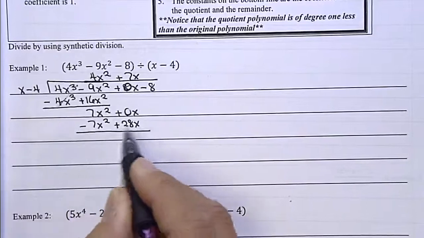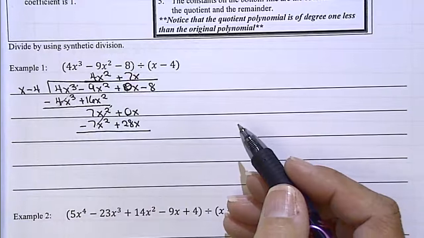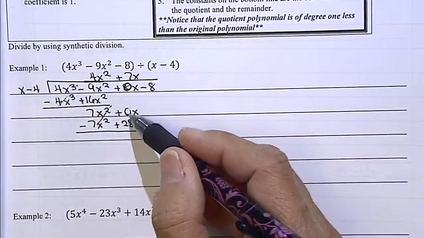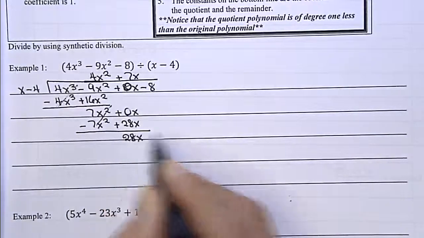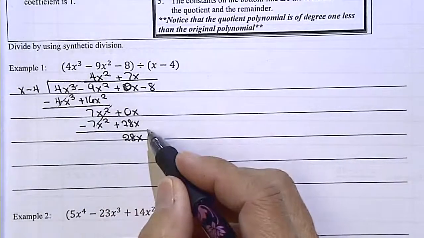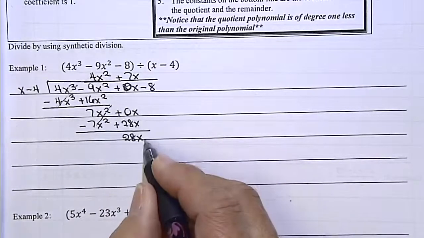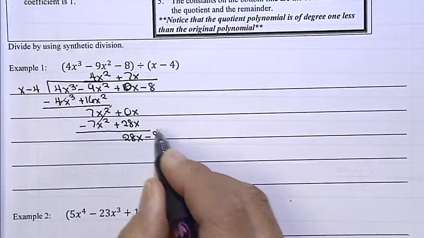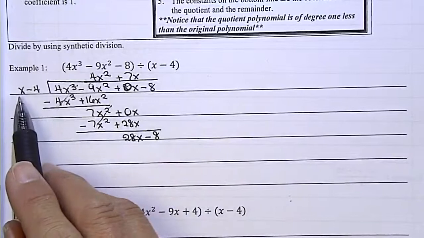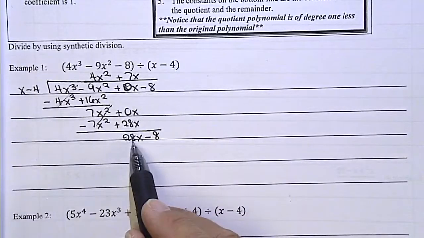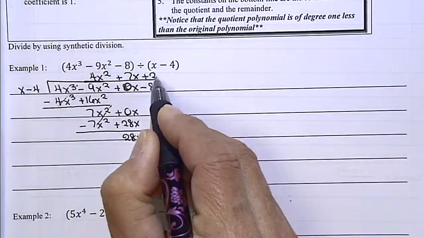Draw your line, and let's combine them. Well, once again, first terms cancel, which is the whole purpose, right? And then we have to say, well, 0 plus 28 gives me 28x's, right? And bring down the next term, our monomial, rather, negative 8. Now I have to look at it again. X times what is going to give me 28x? So I'm going to multiply times 28.